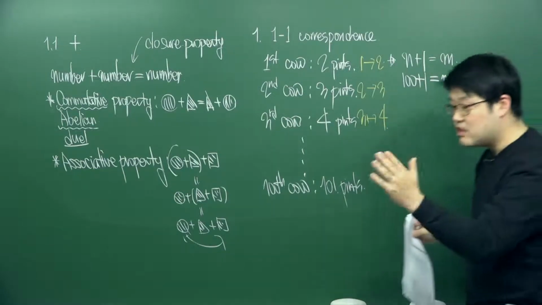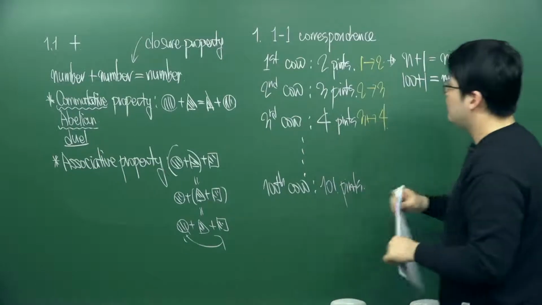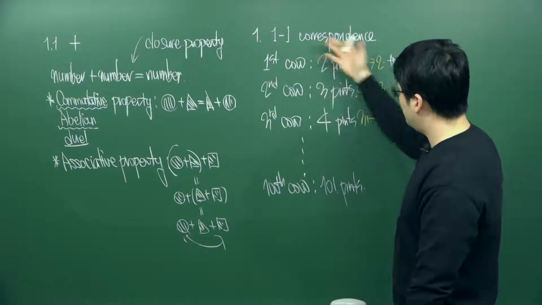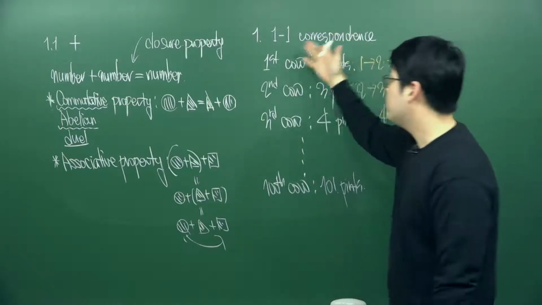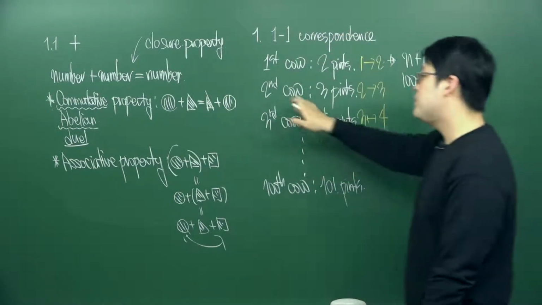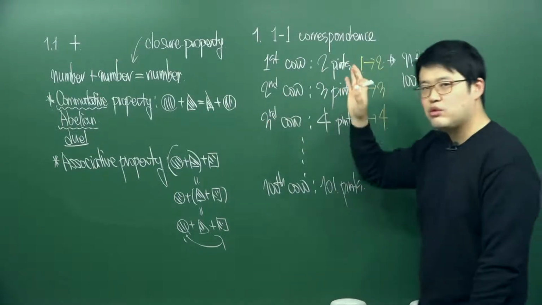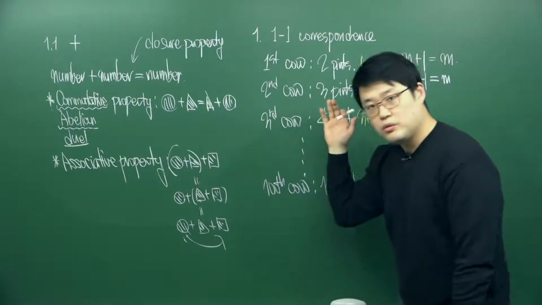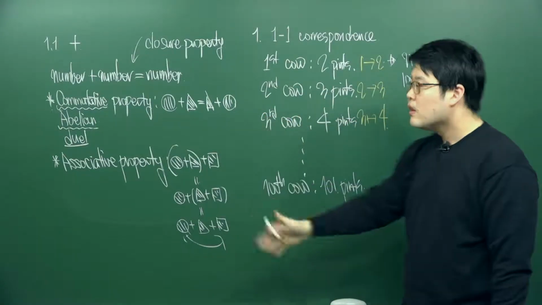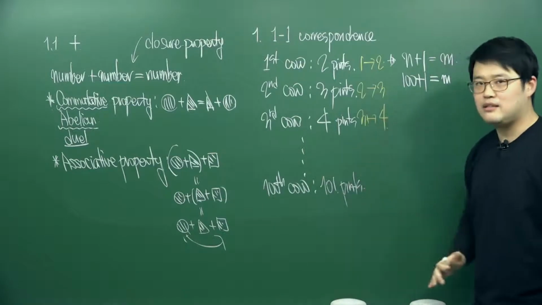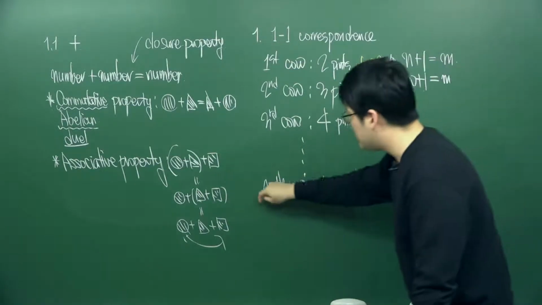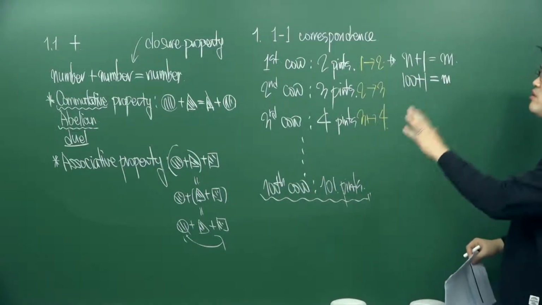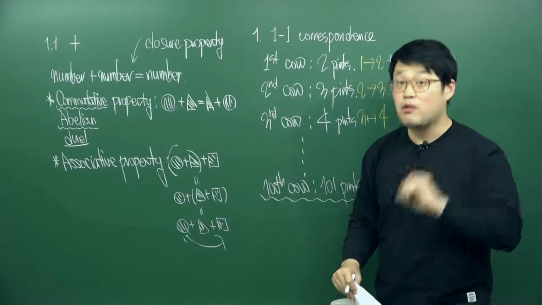Or you could have deduced it in this manner. Look at the number of cows. If I add 1, then I get the number of pints. So the position of the cow directly determines the number of pints. If I give you the 17th cow, the number of pints is going to be 18 pints of milk. So we could have deduced it for any cow, any position of cow. So we've been using one-to-one correspondence and something called induction.